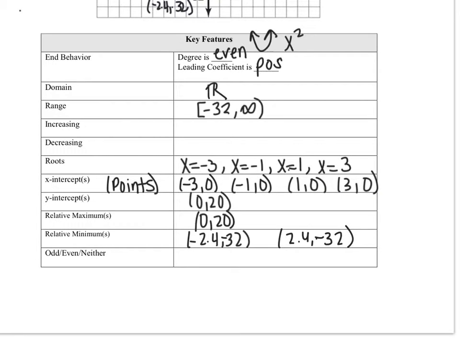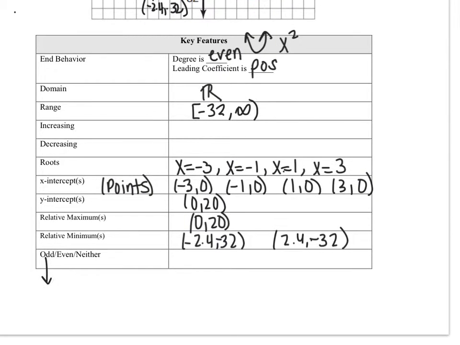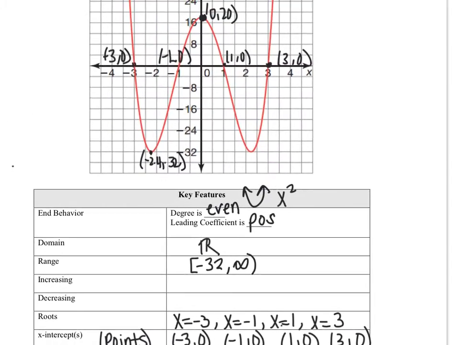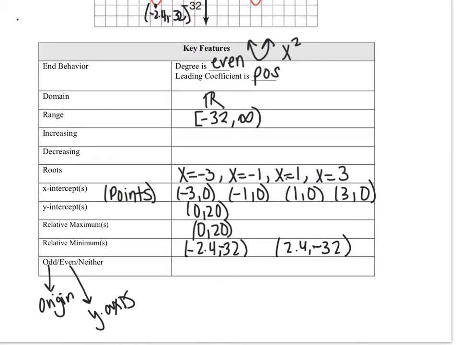Okay. Now, is this thing odd, even, or neither? Remember, odd has symmetry with respect to the origin. Something that's even has symmetry with the y-axis. And something that's neither doesn't have symmetry at all. So this looks like I could actually flip this graph over the y-axis and it would be the same. So this actually has even symmetry.